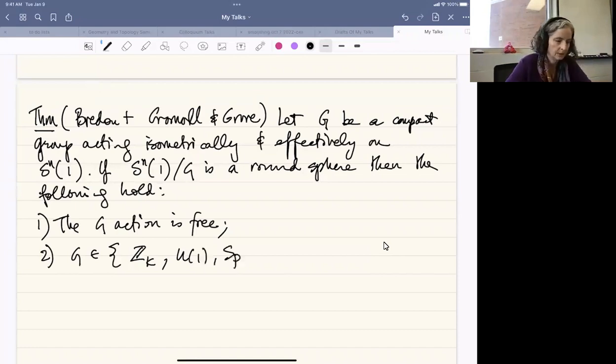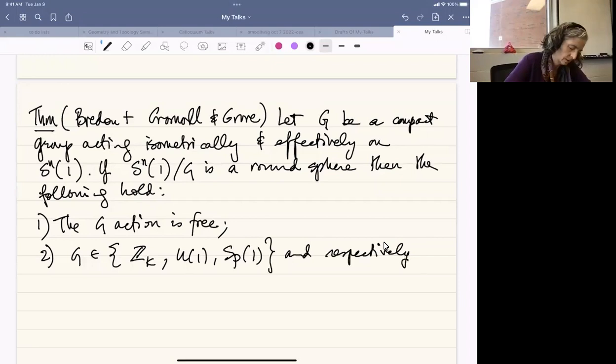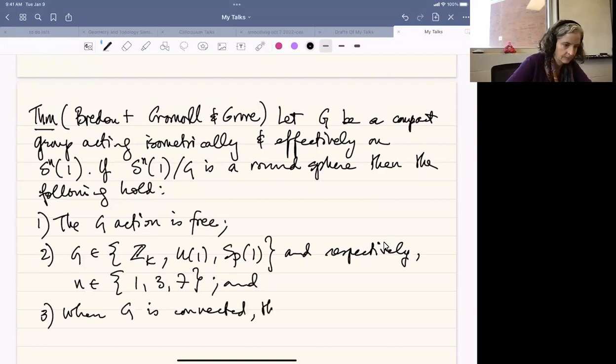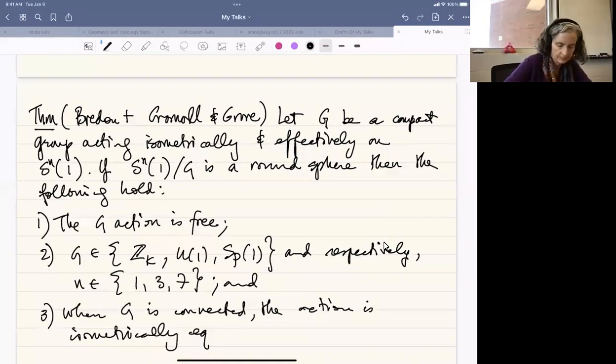So it's either a cyclic group, a circle, or Sp(1). And then respectively, the dimensions of the spheres it can act on are 1, 3, and 7. And further, when G is connected, the action is then isometrically equivalent to the Hopf action.